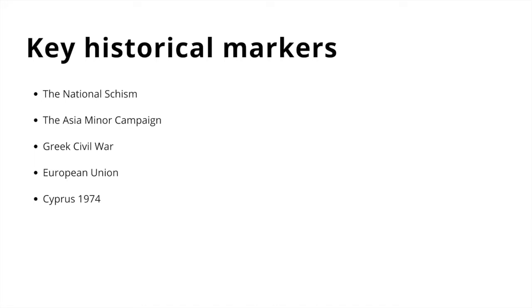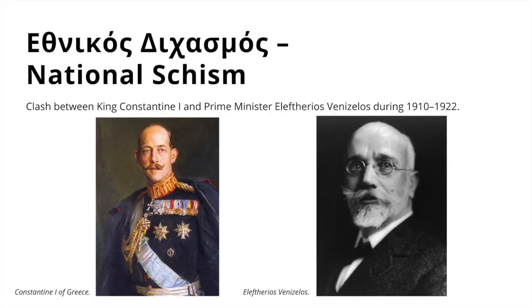So let us begin with the National Schism. In modern Greek history, Greek historians refer to this period as ethnikos dichasmos, and it literally means the tearing up of Greek society, the tearing up, schisma. And that schism involved two personalities, but they were both personal and ideological.